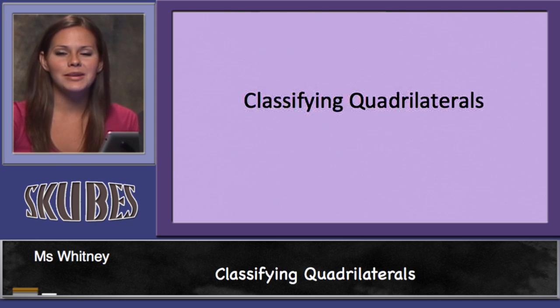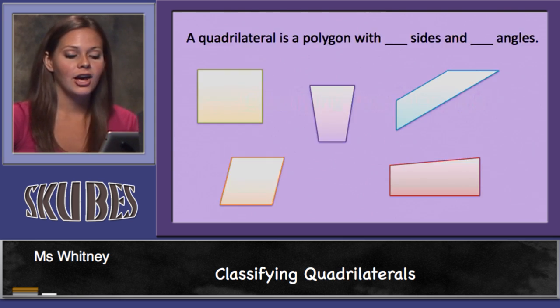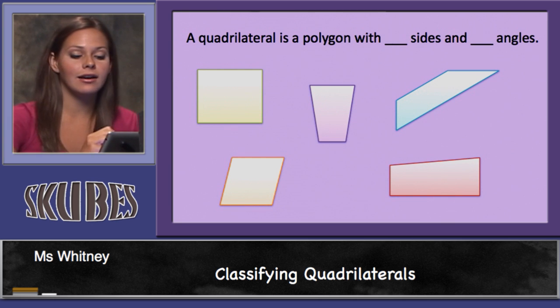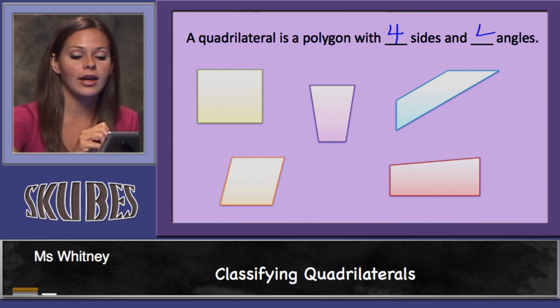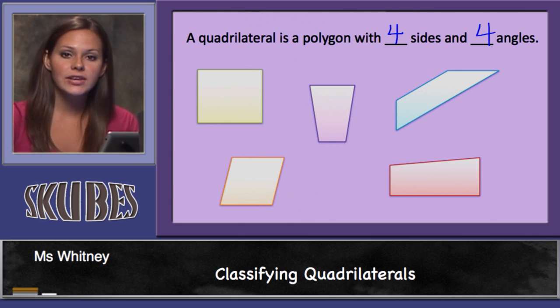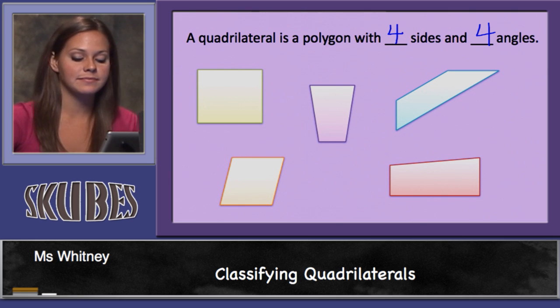In this lesson, we will be classifying quadrilaterals. A quadrilateral is a polygon with 4 sides and 4 angles. Each of the figures below is a quadrilateral. Each figure has 4 sides and 4 angles.